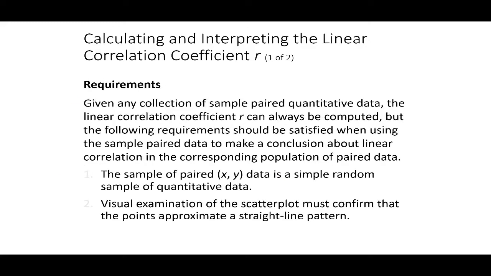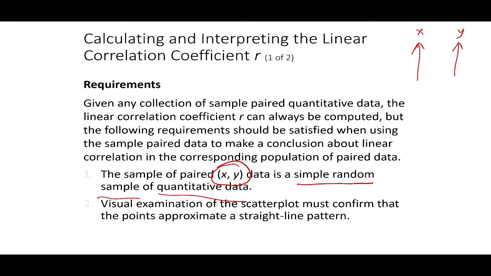There are some requirements while calculating and interpreting the linear correlation coefficient. Number one, the sample of paired data x, y should be a simple random sample. There are two different types of data we are collecting, one data we assume is x, and another data we assume is y, from the sample data, and that should be a simple random sample. And then quantitative data: the data should be from a simple random sample, and it should be quantitative data.